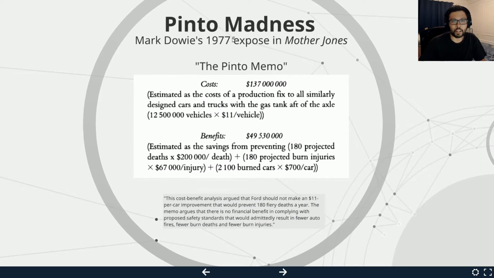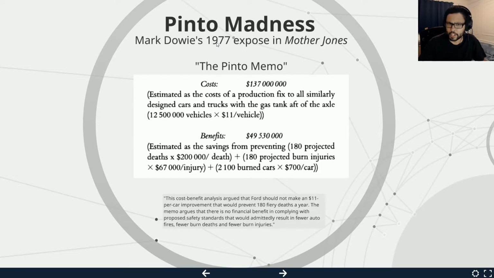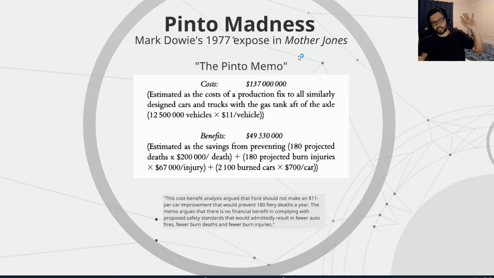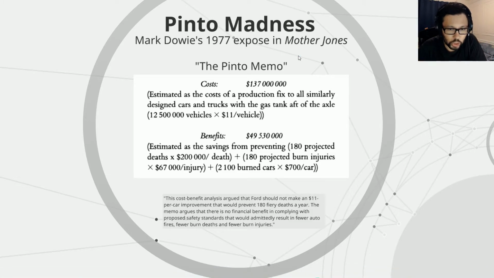So in 1977, the Pinto had already been on the market for 6 years. It started in 1971. It goes off the market in 78 as a result of this article. But Mark Dowie, he's a journalist. He gets a hold of what's called the Pinto Memo, and he publishes it in Mother Jones. And in this Pinto Memo, he talks about Lee Iacocca's whole culture against safety. But the really damning thing in the article is this Pinto Memo, where they make a calculation.